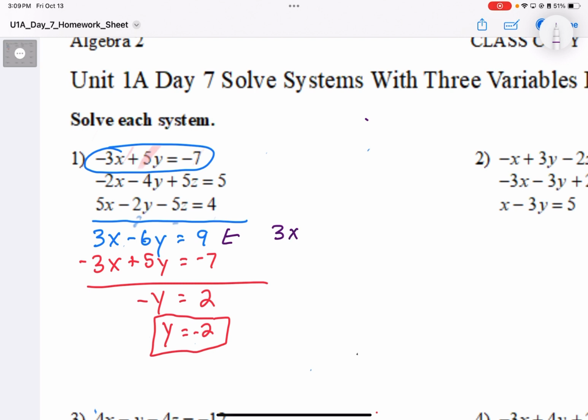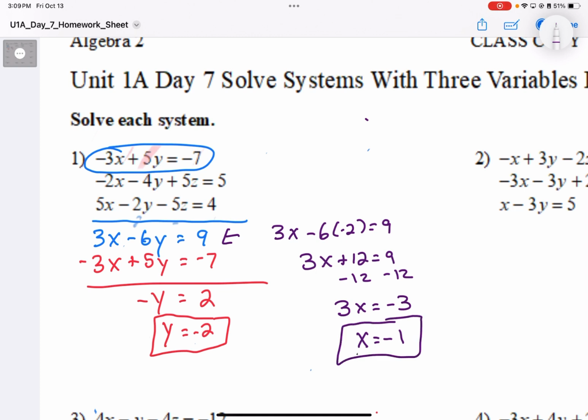So 3x minus 6 times negative 2 equals 9. 3x plus 12. I'm going to subtract 12, and I'm going to do it correct during this hour. Last hour I said 9 minus 12 was 3, when in fact it is negative 3. So x is equal to negative 1. I messed it up last hour. I had x was equal to 1, and then I plugged that in and I got my z value.